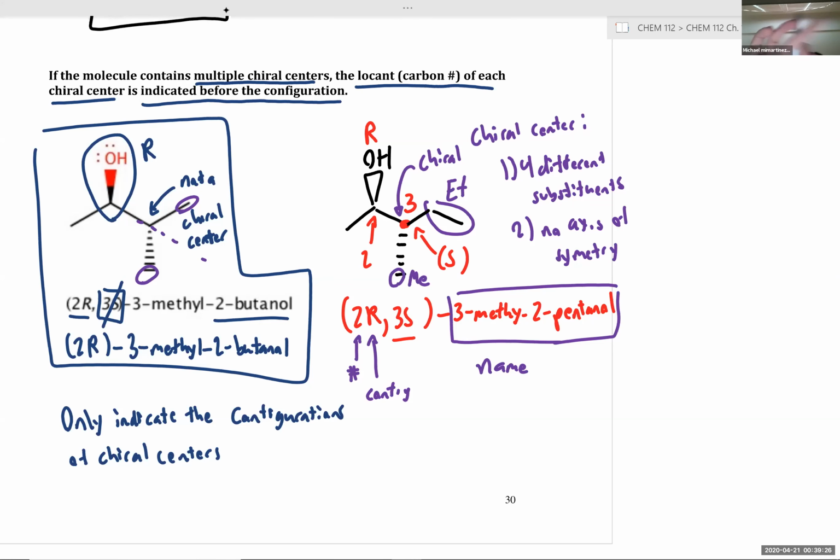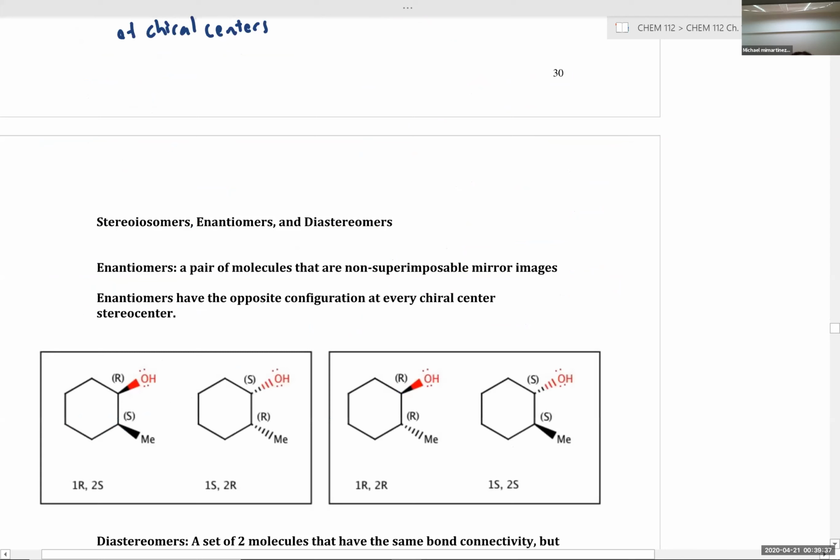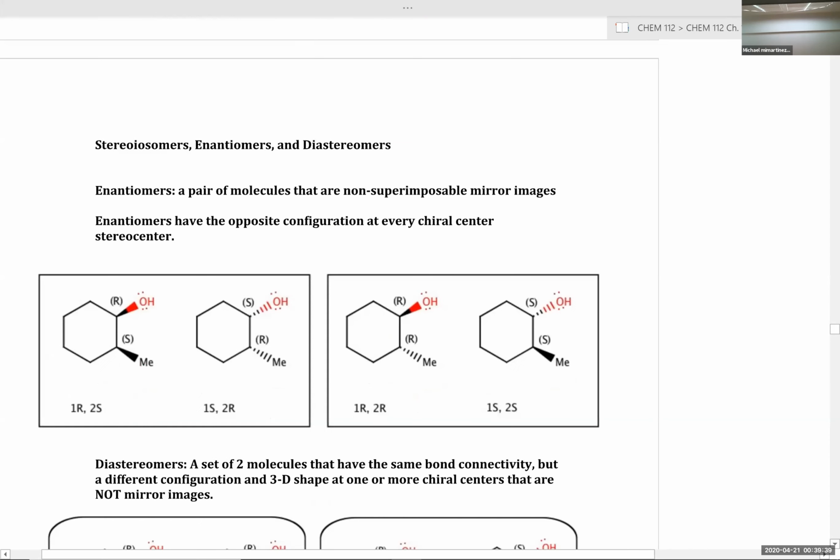Okay, we'll talk more about naming molecules as we approach and handle different functional groups. For now, what we're going to address next is a critical distinction between different types of stereoisomers.